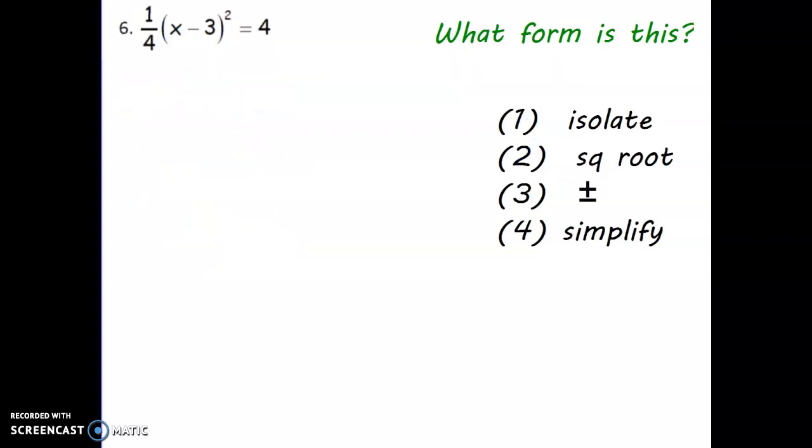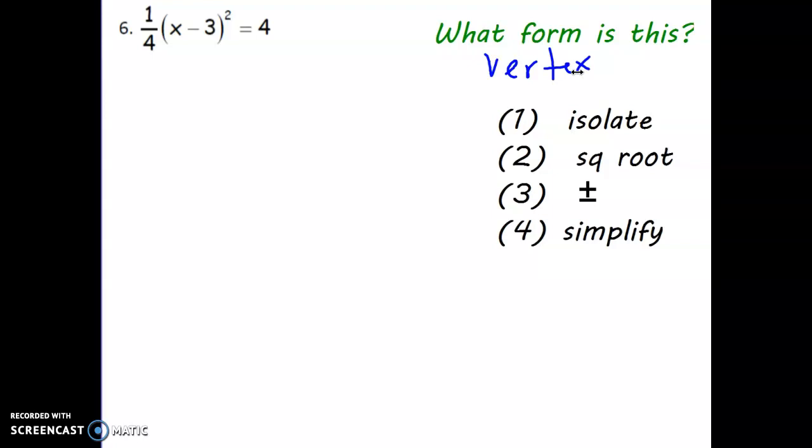Okay, let's move down to number 6. So what form are we looking at here? Well, in this case, I see parentheses, and if I subtracted 4 from both sides, it would line up to be in vertex form. Vertex form is the other form where I am able to solve by square roots. So let's see what we can do here.